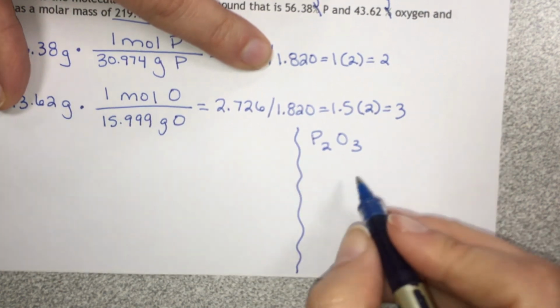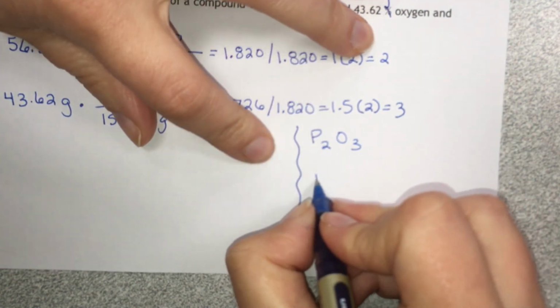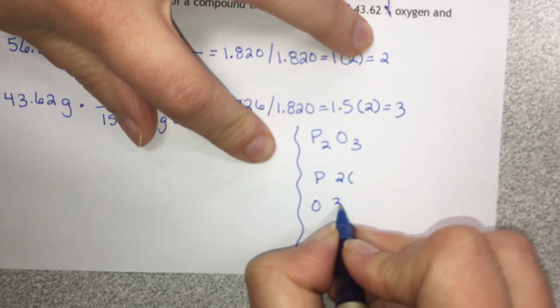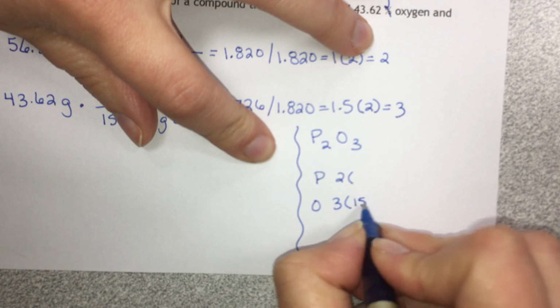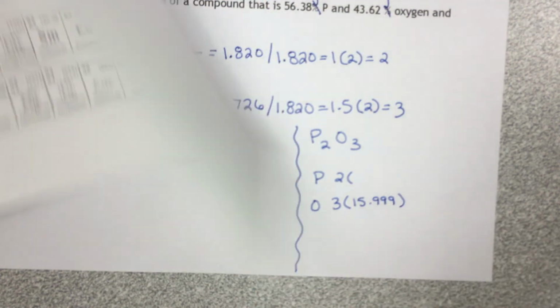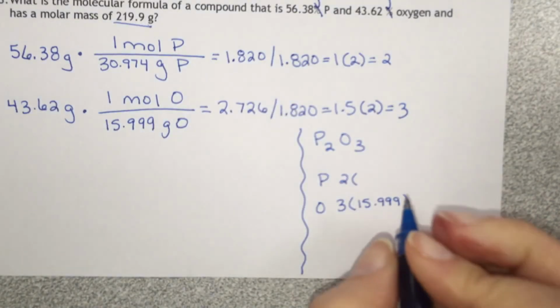So what we need to do is find out how much it weighs, okay? So we have P, and we have 2 of them. We have O, we have 3 of them. We know oxygen weighs 15.999 because we've done this a million times. Phosphorus, not so much. Phosphorus is 30.974.